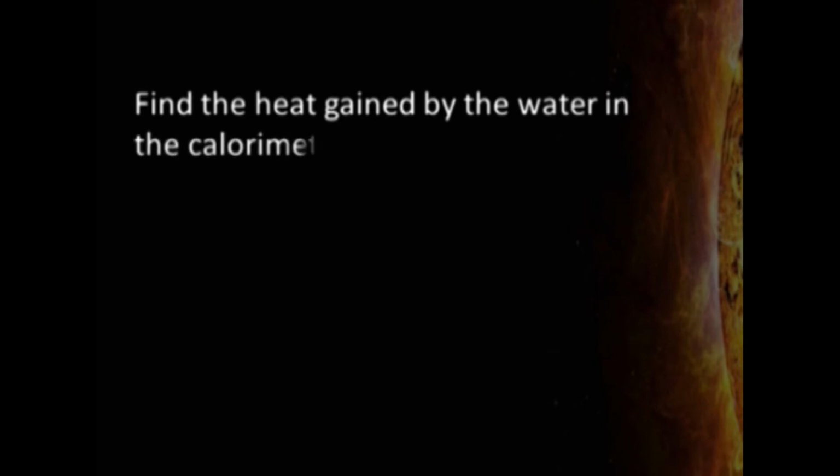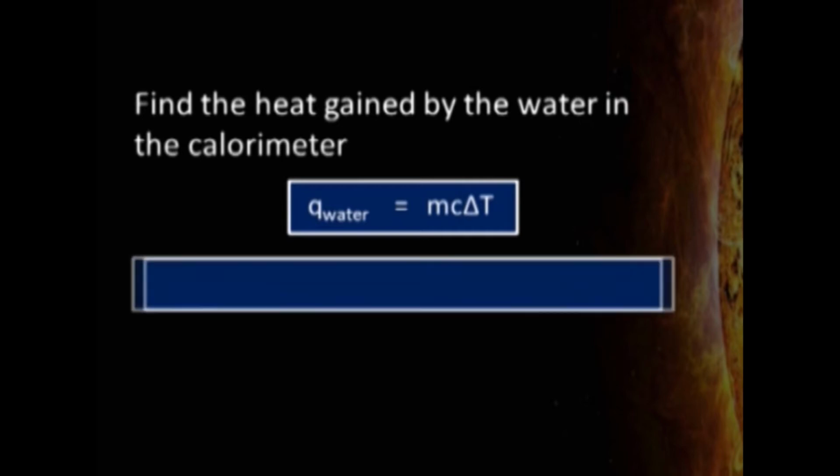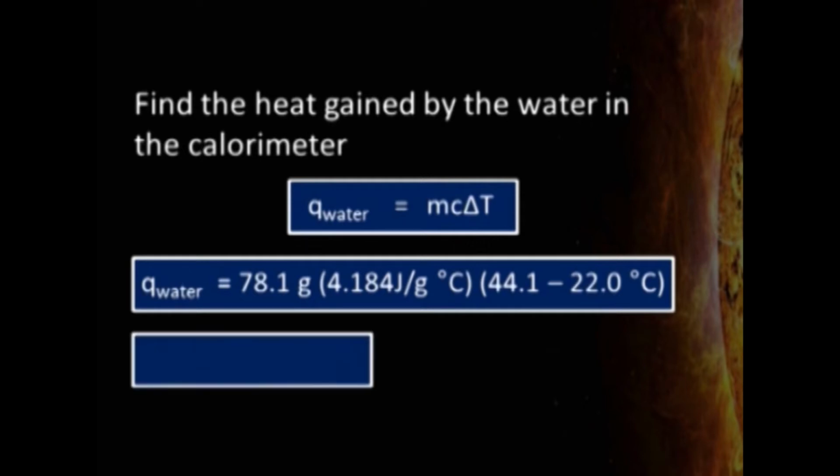Now you have to find the heat gained by the water in the calorimeter. This will be equal to mass of cold water multiplied by its specific heat capacity multiplied by change in temperature. So, Q of cold water will be equal to 78.1 multiplied by 4.184 multiplied by 44.1 minus 22.0, which is equal to 7220 joules.